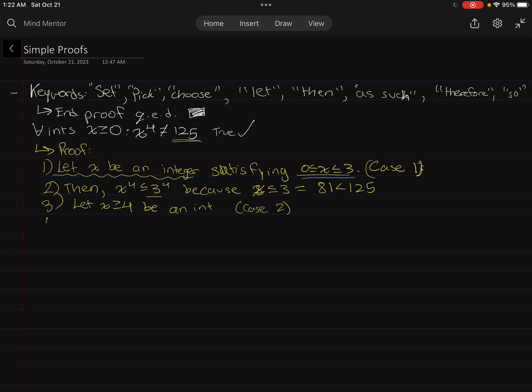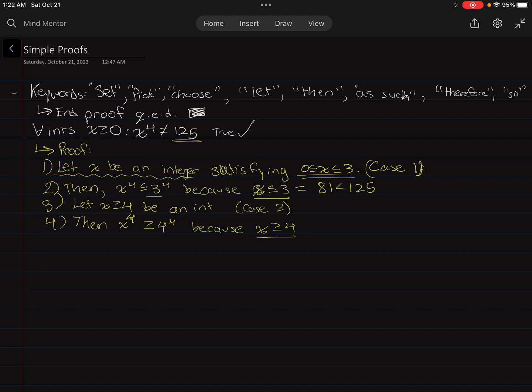Now, then x to the 4 is greater than or equal to 4 to the 4. Because x is greater than 4, or greater than or equal to 4. And again, you want to explicitly refer back to your old lines or the statements that you're deriving the lines from, because nobody wants incomplete proofs, and if you do this on an exam, you'll 100% lose marks for it.